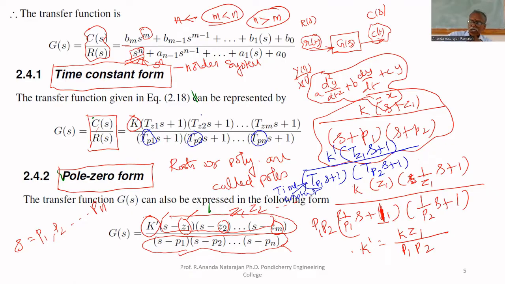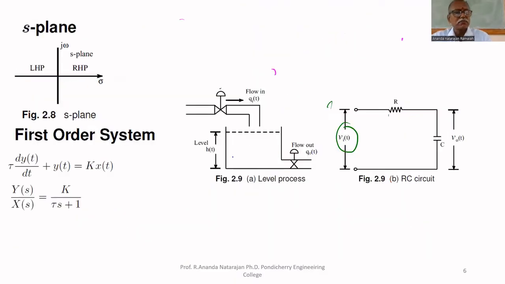So we can represent the transfer function in two ways. One is called the time constant form, where S will have a coefficient, S times a coefficient plus 1. The other is the pole-zero form, where S does not have any coefficient. S plus P1, S plus P2, etc. It will be represented like that.